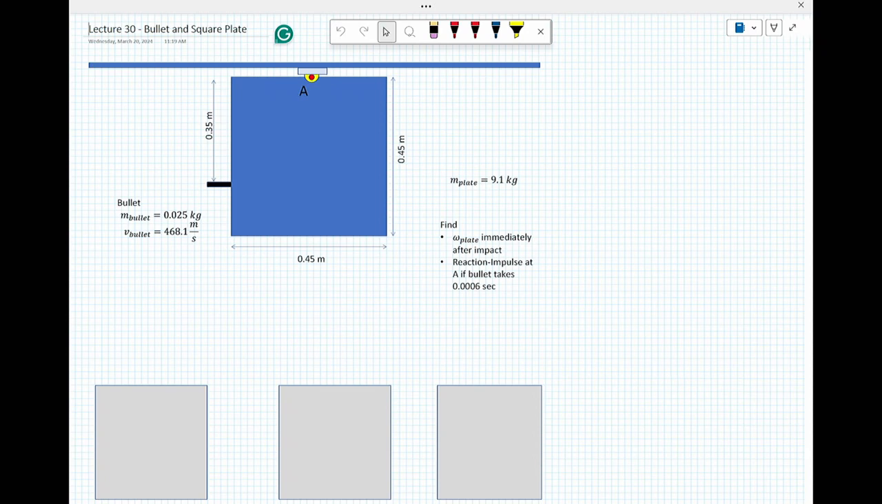I can put any number I want. Sometimes I do that just so I get a nice number at the end. But if you do that, you have mass of the plate of 9.1 kilos. You're asked to find omega of the plate immediately after impact, and the reaction impulse at A, if the bullet takes 0.0006 seconds for this to occur.